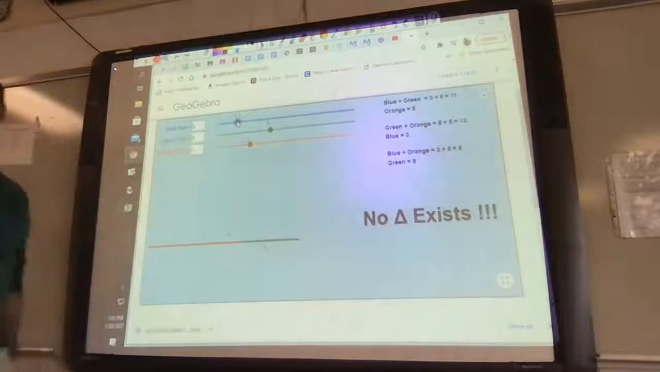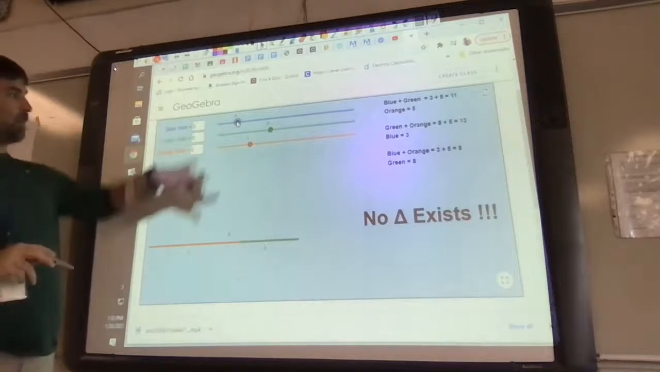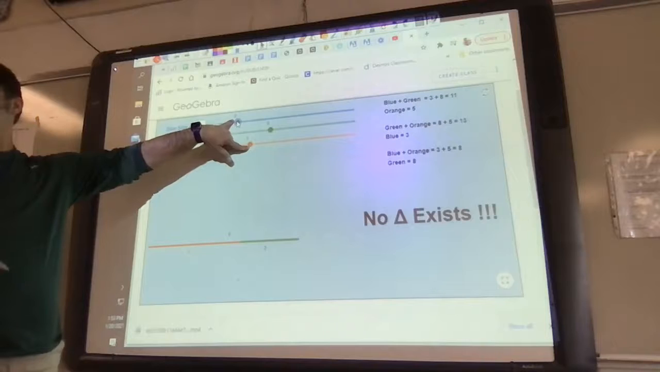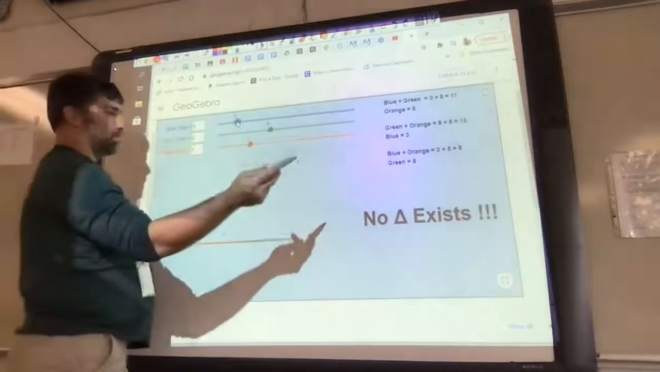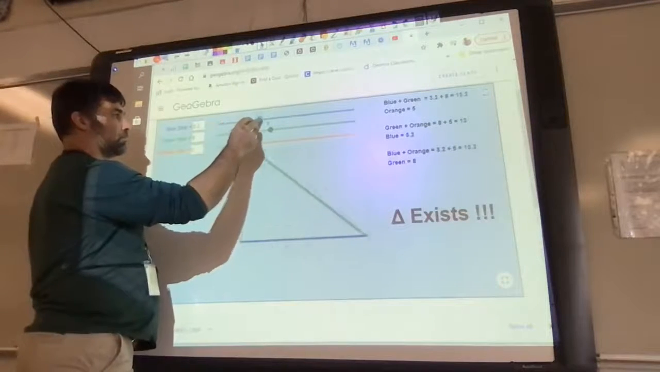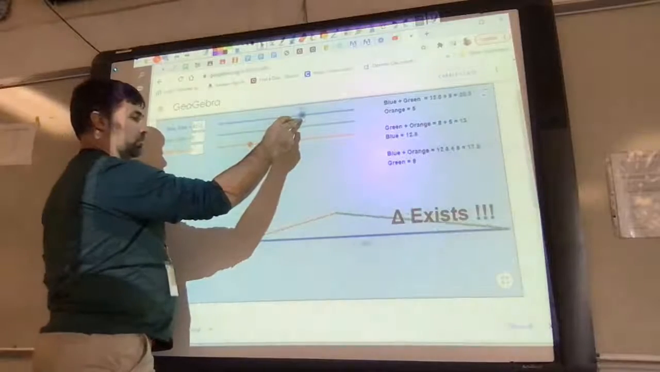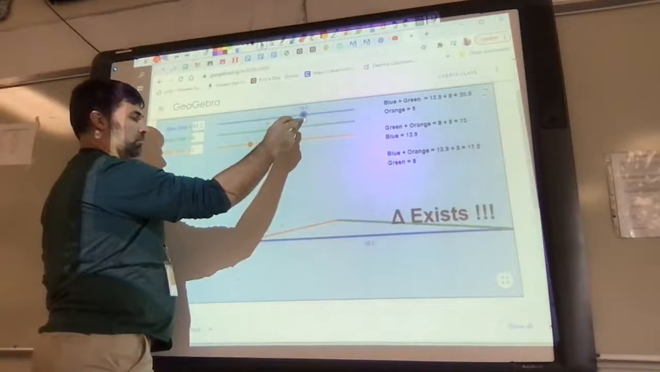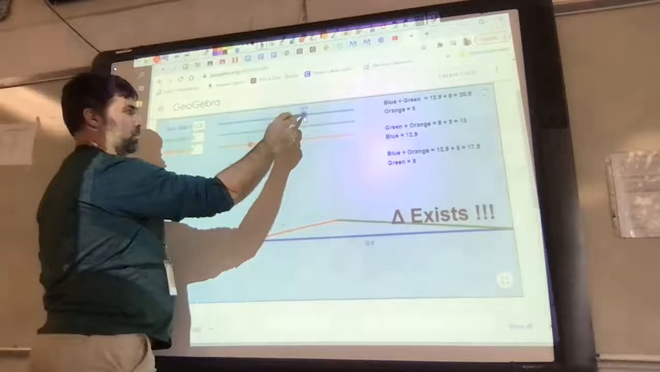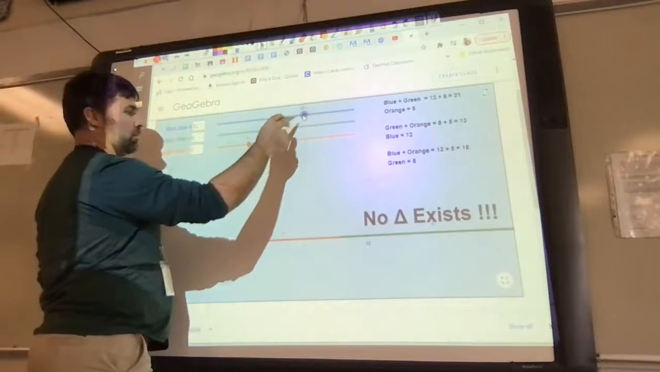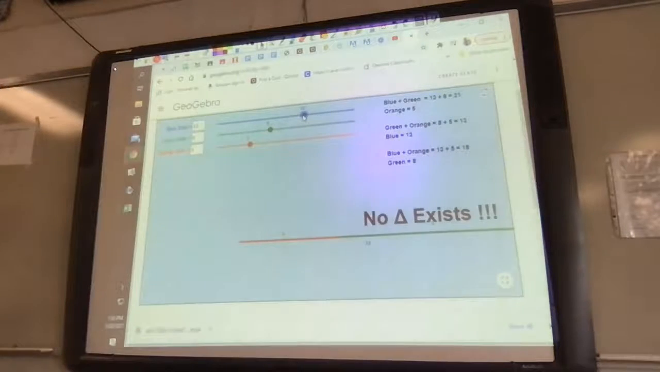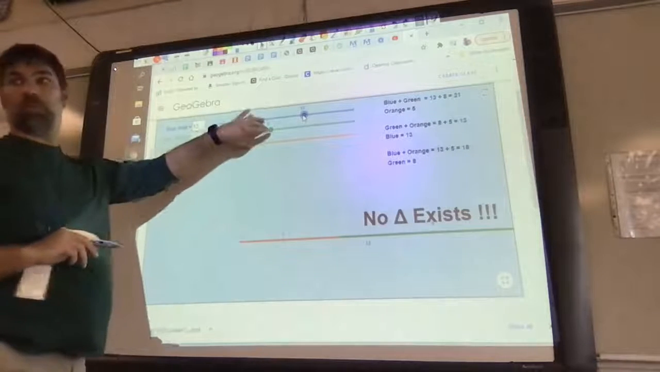It's got to be bigger than 3. Why? Because then it would just bottom out. Yeah, because the two smallest would be 5 and 3, and that has to be bigger than 8. What's the biggest it can be? 13. It's got to be less than 13, right? Where does 13 come from? 5 and 8. Because now 5 and 8 would be the smallest.